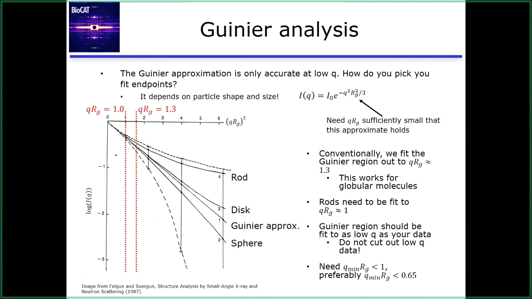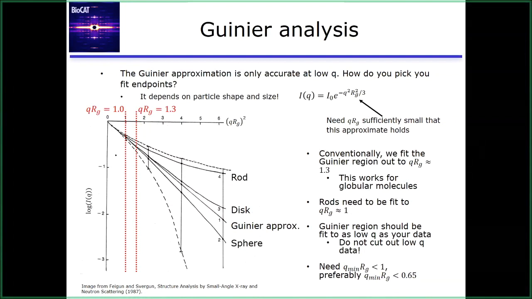For the minimum Q, to get a good fit, the field generally says that you need maybe the minimum Q times the RG to be less than 1 for globular systems, and we prefer to have the minimum Q times RG less than about 0.65. The minimum Q is limited by the instrument and the setup at the beamline, so this places a limitation on the size of the systems that you can successfully measure at a given beamline. So this, if you have something particularly large, is an important parameter to talk to the scientists about going in and make sure that their beamline can get you a good Guinier range on the sample of interest.